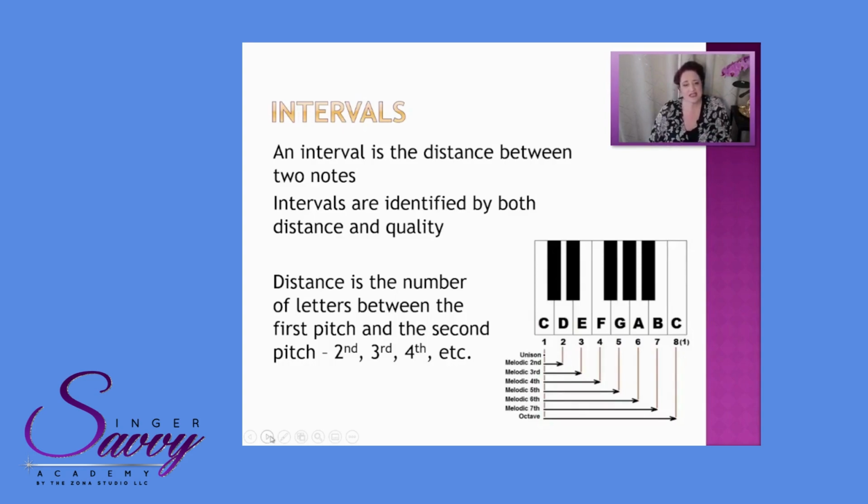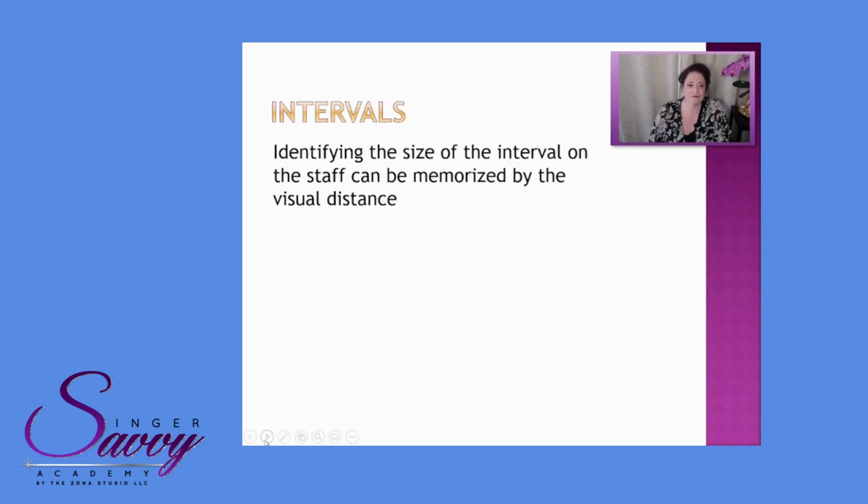So you can sort of see here on this keyboard that they show you the distance. From C to D is a second. From C to E is a third. From C to F is a fourth. C to G is a fifth. C to A is a sixth. C to B is a seventh. And then when you go from C to the upper C, we don't call that an eighth. We call that an octave. All right? So that's how you can delineate the distance, the number of the interval.